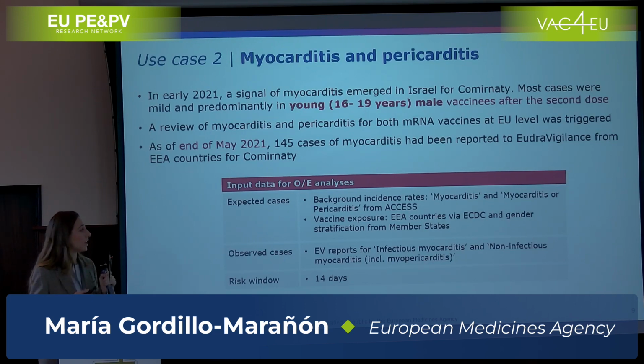So this triggered a review of myocarditis and pericarditis at EU level, and 145 cases of myocarditis were observed in Eudravigilance that originated in the EEA countries for Comirnaty. So then PRAC requested OE analysis for this specific safety concern.